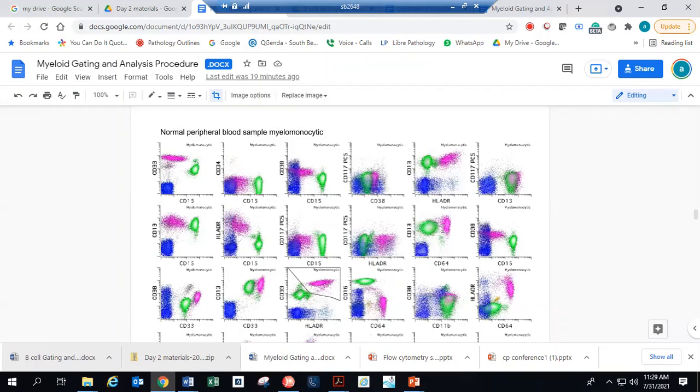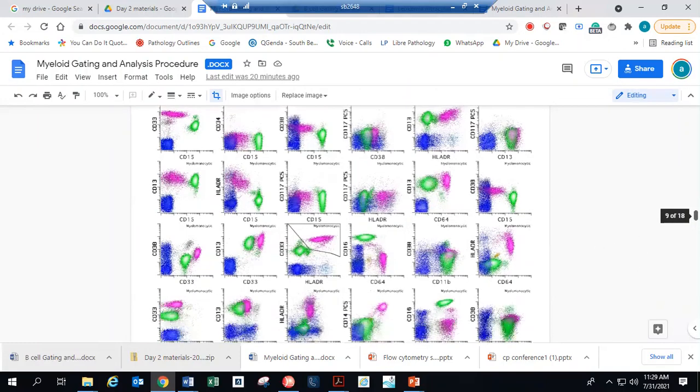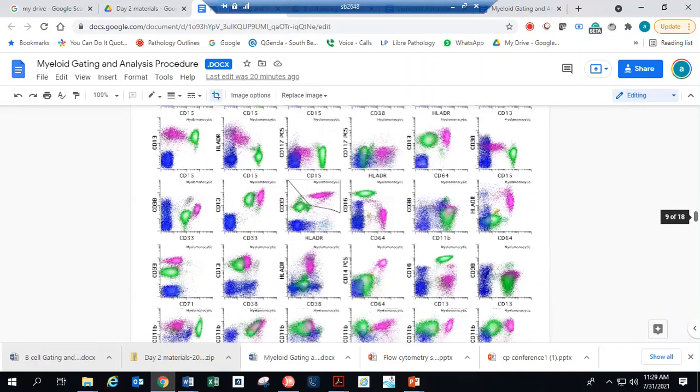CD64, as I have been mentioning, will be there in both myeloid and monocytes, but I want to emphasize that CD64 will be brighter in case of monocytes, and it may be dimmer, though there might be some partial positivity, in case of the granulocytes. Again, CD16 positive grans, CD16 negative monos, and CD64 positive monos, CD64 negative grans.